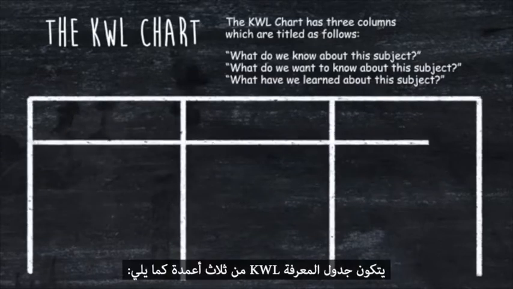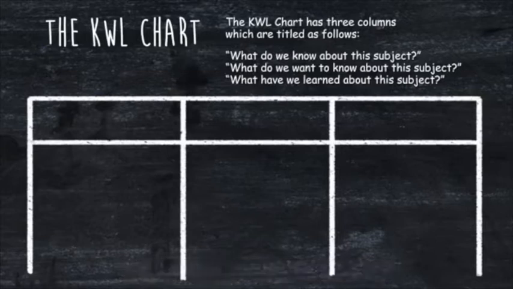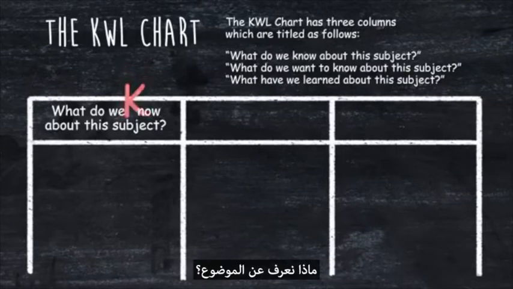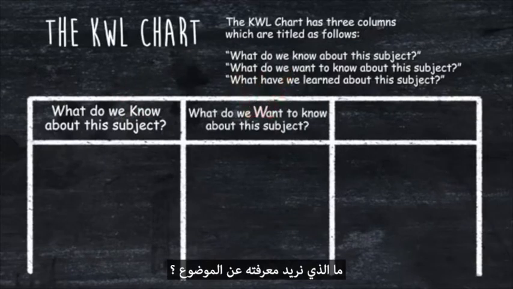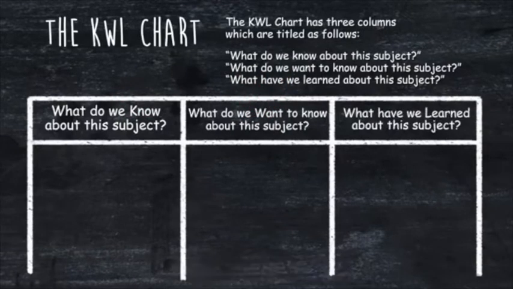The KWL chart has 3 columns which are titled as follows. What do we know about this subject? What do we want to know about this subject? What have we learned about this subject?